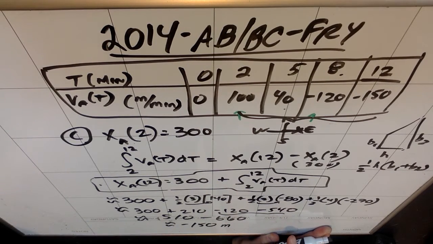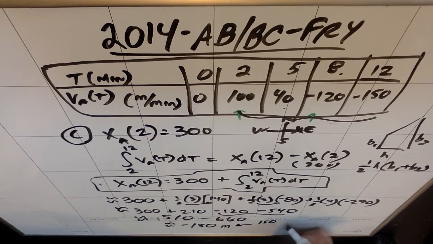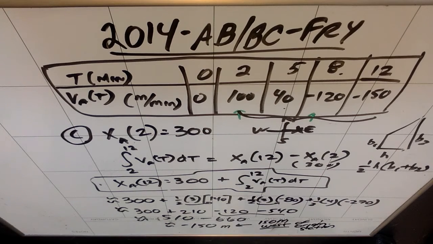And then they do ask, they didn't actually ask me to explain further than that. They just asked to write an expression and then approximate it. So essentially 150 meters west of the origin station, right? That's what that negative would indicate, 150 meters west of the origin station.